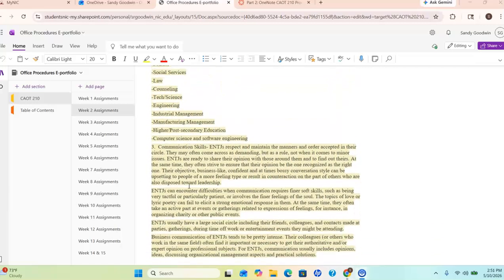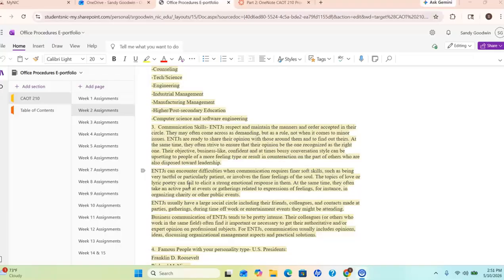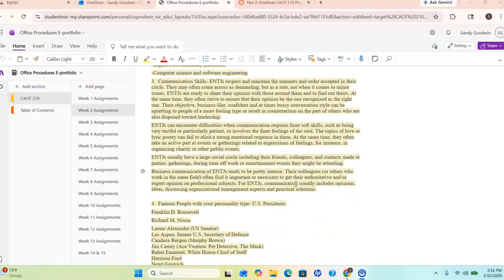And it goes into your communication skills. Because my personality is considered, I guess, more black and white, the ENTJs, I don't have the soft skills, so I don't have, I guess, the emotional response. See, fail to elicit a strong emotional response. So that's where probably I would struggle.